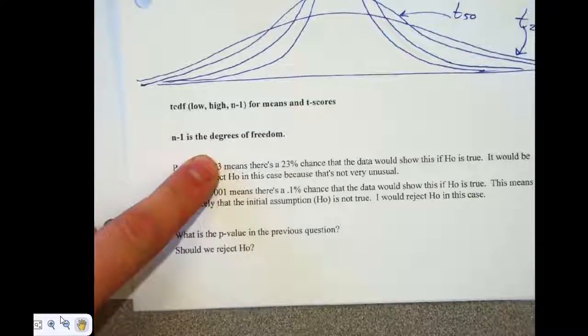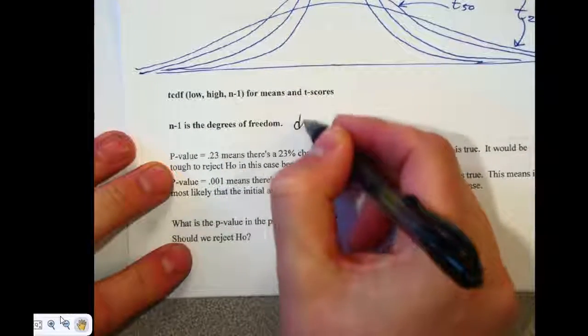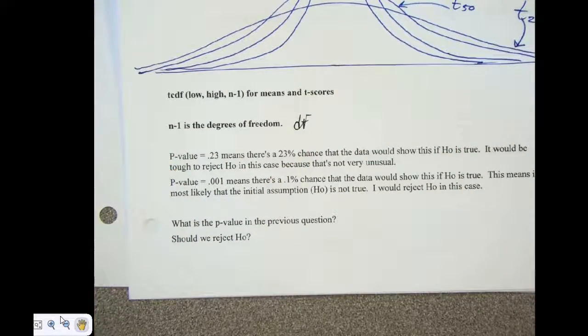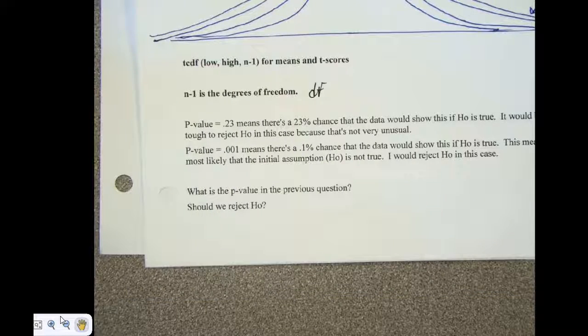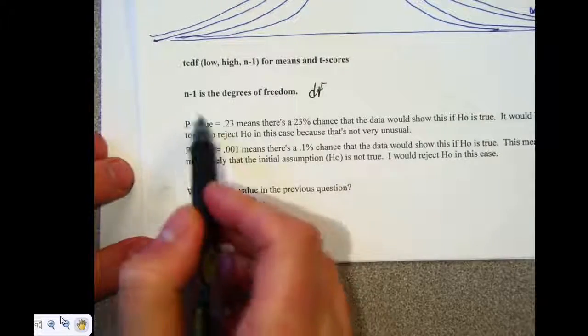N minus 1 is the degrees of freedom. You don't have to know what that means. I can explain it if anybody wants, privately, but I don't want to get into it in front of the class. So let's go down to p-value here.